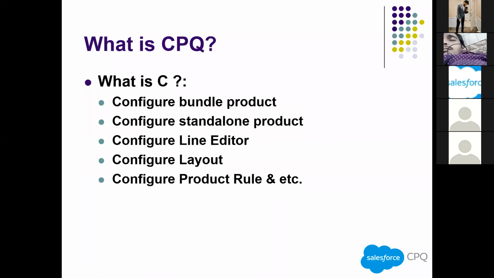What is actually CPQ? CPQ stands for configure, price, and quote. What is the meaning of C? C is basically where you configure your bundle, your individual product, your line editor page, your layouts, your product rules, etc. These all come under the configuration areas. Actually, the more I give you the demo session, the more you will be able to understand the whole meaning of this CPQ. CPQ is the standard terminology, you can say.